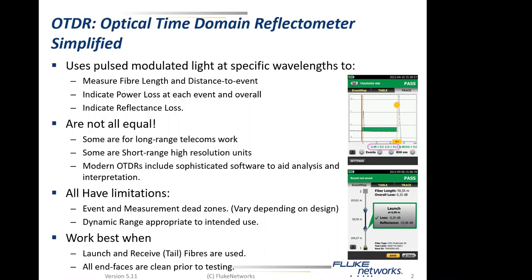We cannot measure the performance of a connector on its own. We can only measure the performance of a connection. That is true of all OTDRs. That means that if you want to measure the performance of the far end connector, you need to have a tail fiber plugged in or a receive fiber plugged in so that the light has somewhere to go and you can measure the performance of the complete connection.